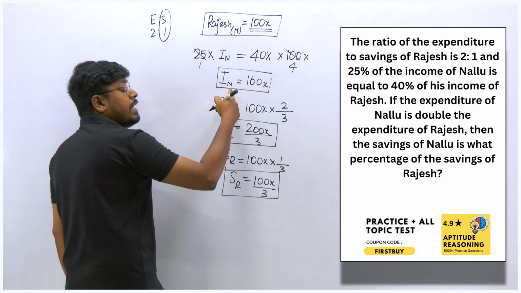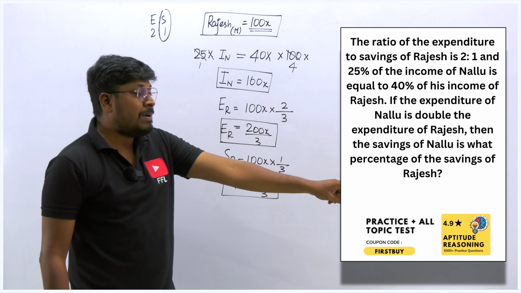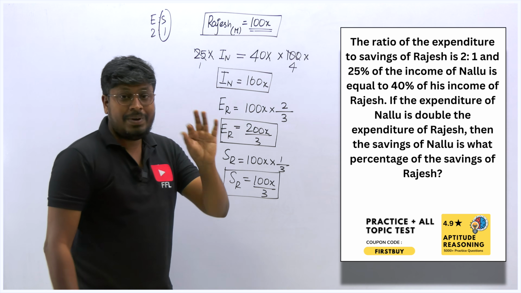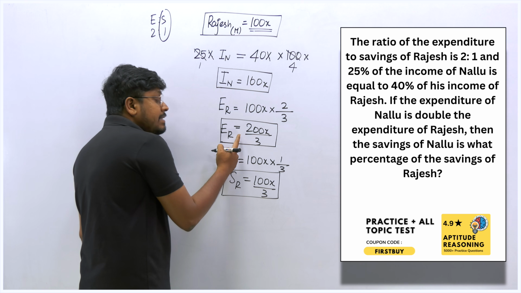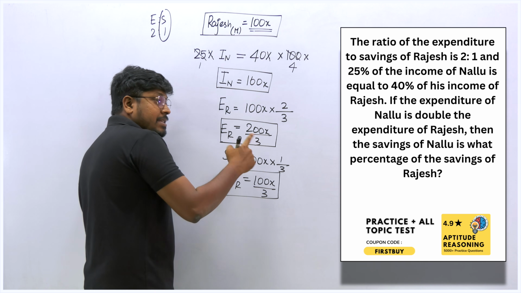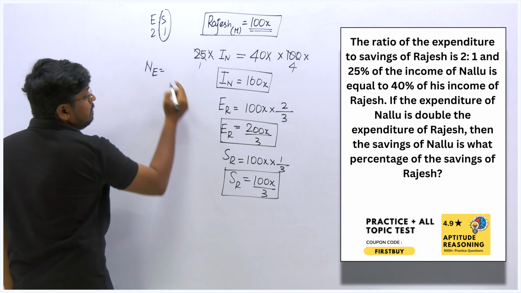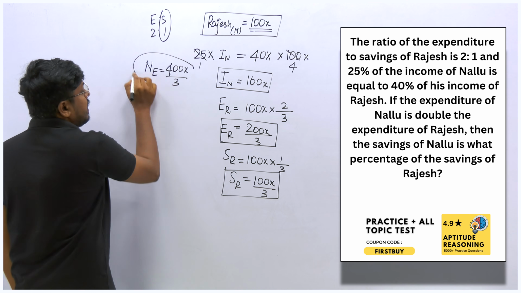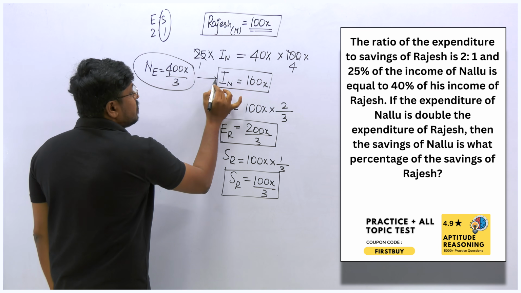So now Nallu income is 160x. What about the next point they have given in the question? If the expenditure of the Nallu is double the expenditure of the Rajesh. So expenditure of Nallu is double the expenditure of Rajesh, and already we know that Rajesh expenditure is 200x divided by 3. So now according to the question, Nallu expenditure is twice, which means into 2. So Nallu expenditure will be 200 into 2, which is 400x divided by 3. So 400x divided by 3 will be the Nallu expenditure, and the Nallu income is 160x.